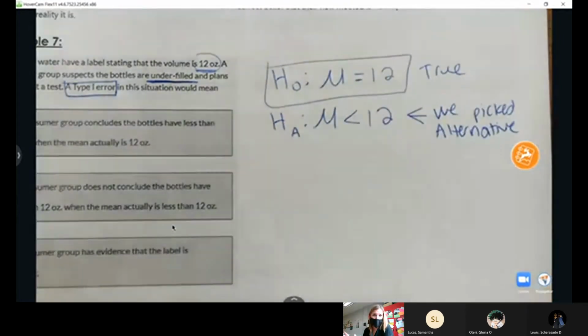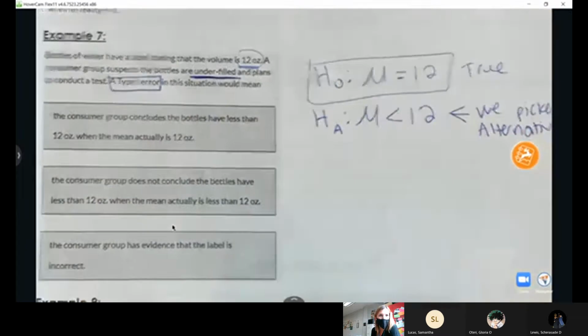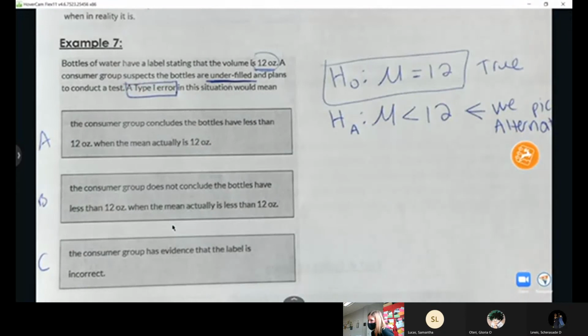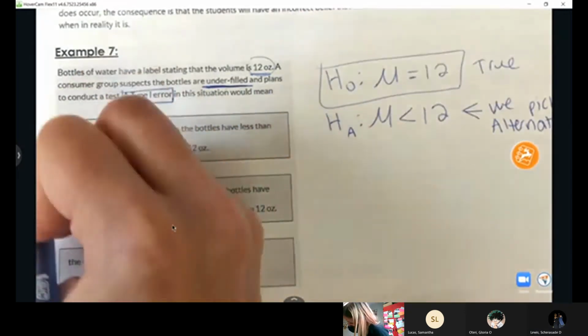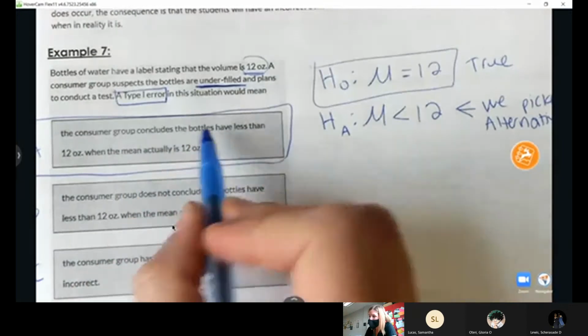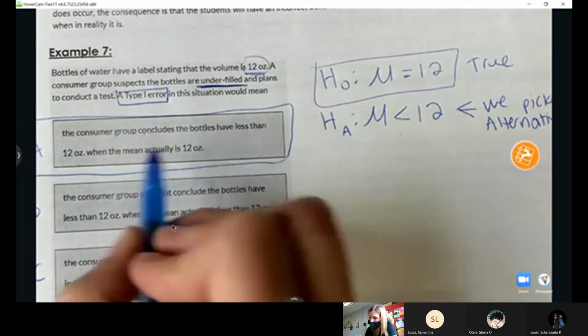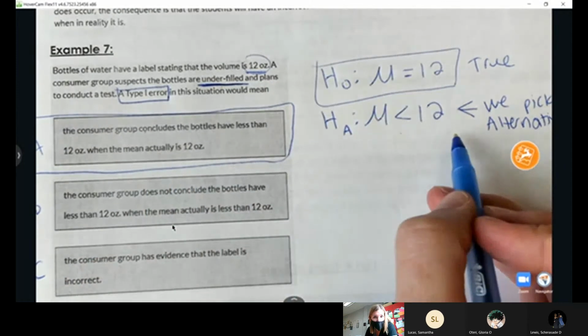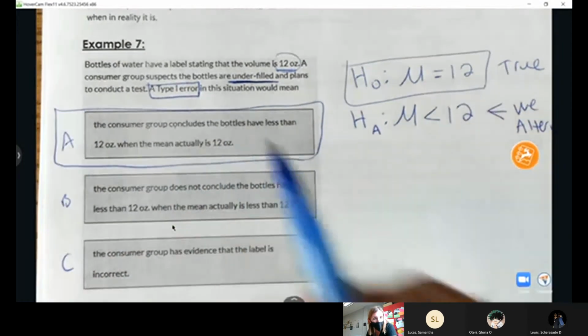A type 2 would be reverse, right? But this is a type 1. So let's see what that represents out of here. Which one do you guys think? A, B, or C? And I'll give you a second to read through it. Is it A? Yes. It's A because we concluded that bottles have less than 12 ounces when the mean is actually 12 ounces. So we picked the alternative when the null was actually true. So A is a type 1.